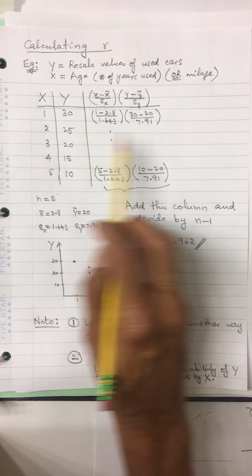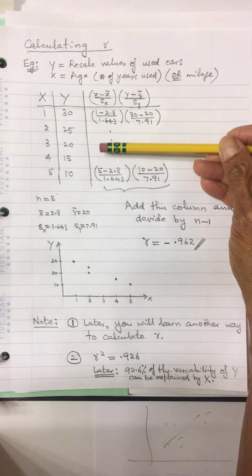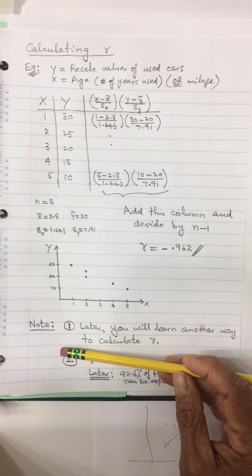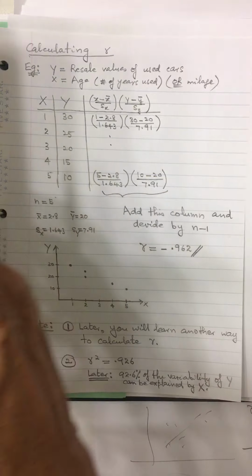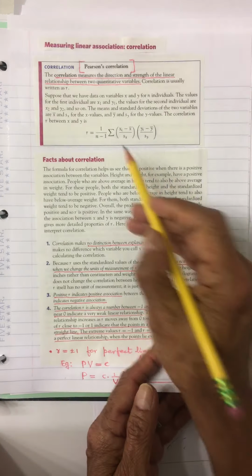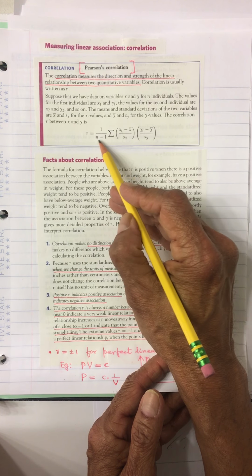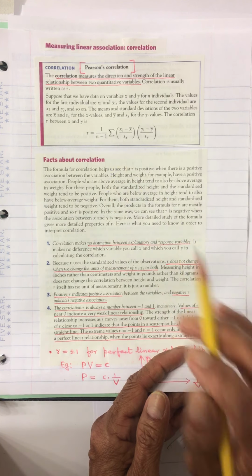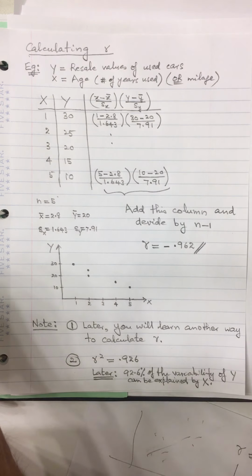For each data point you have values like that, 5 values. You need to add up all those 5 values. That will give you this sum, and you need to divide that by n minus 1, the sample size minus 1. The sample size is 5.